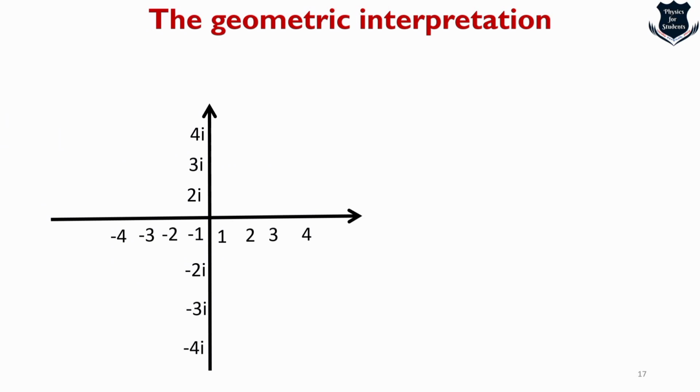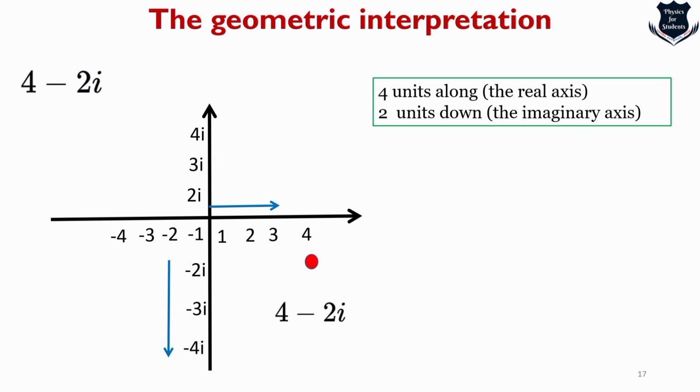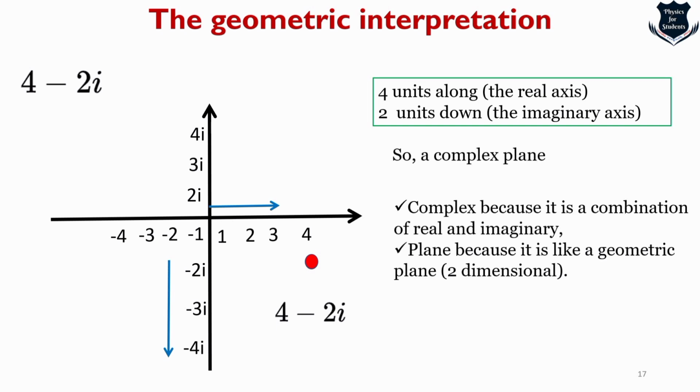So that is why I told you this is a visual interpretation. Similarly, if I get 4 minus 2i, I will go towards 4 in this way, and I will go downwards because the minus 2 is in the imaginary section, and I land somewhere here. So 4 units along the real axis, 2 units down the imaginary axis. So the complex plane is so called because of its combination of real and imaginary axes in a plane.